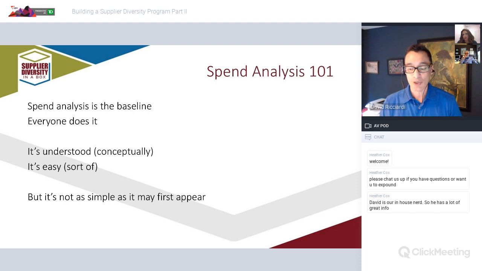When you say you're spending so much with diverse suppliers, people understand what spend is. And it's easy to do, sort of. It sounds like it might be an easy thing to do, but there are a couple of nuances which we're going to hopefully educate on in the next few slides.